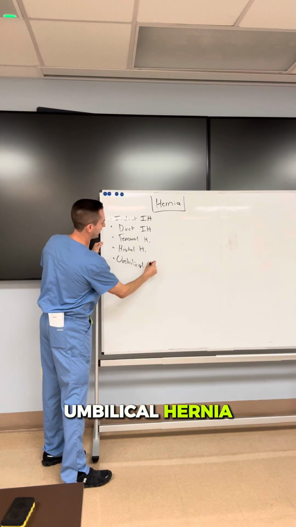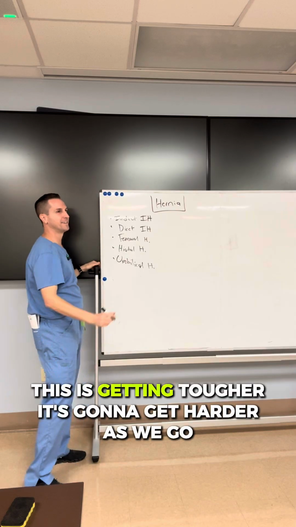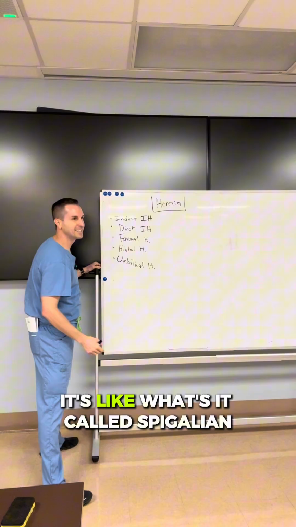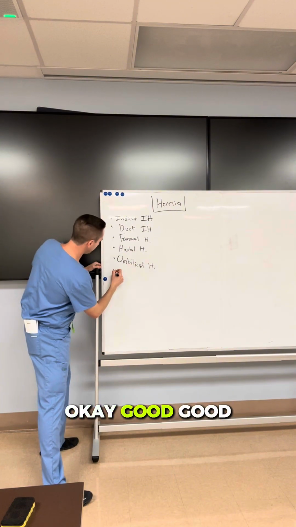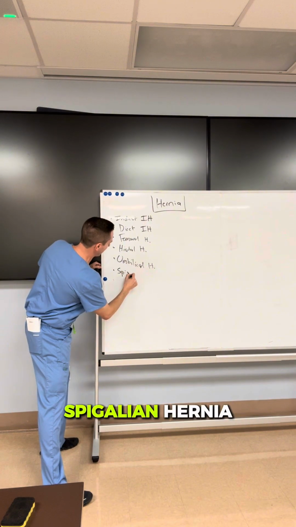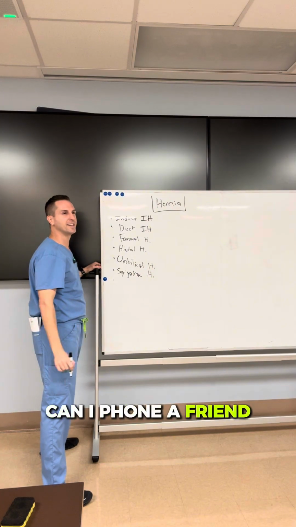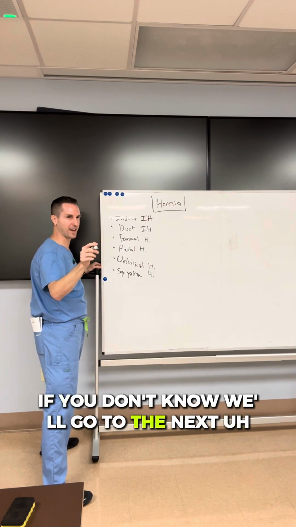Umbilical hernia. This is getting tougher. It's going to get harder as we go. We could keep. Like, what's it called? Spigelian? Okay, good. Spigelian hernia. Can I phone a friend? If you don't know, we'll go to the next.